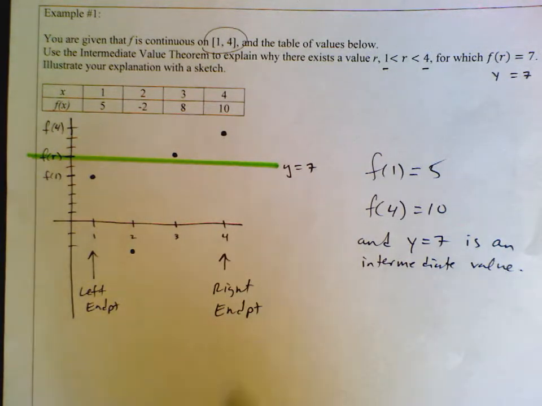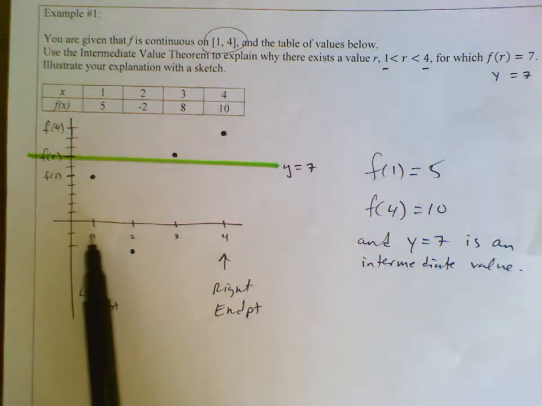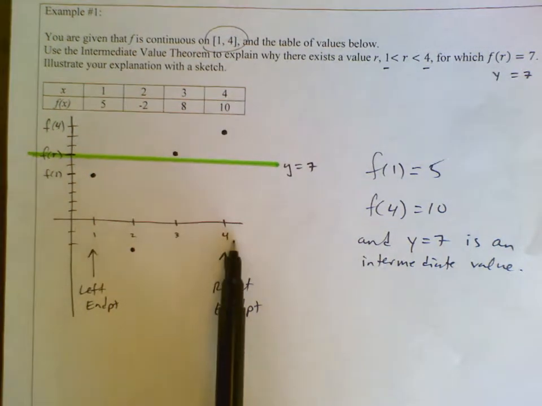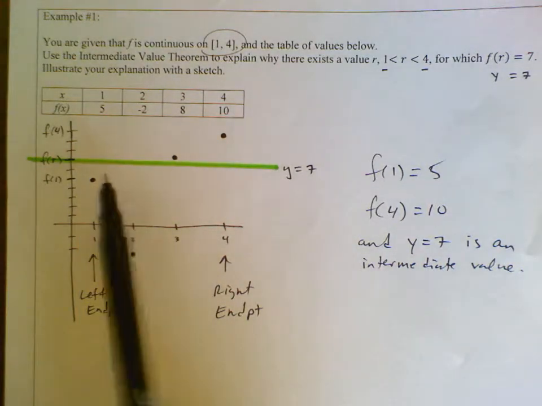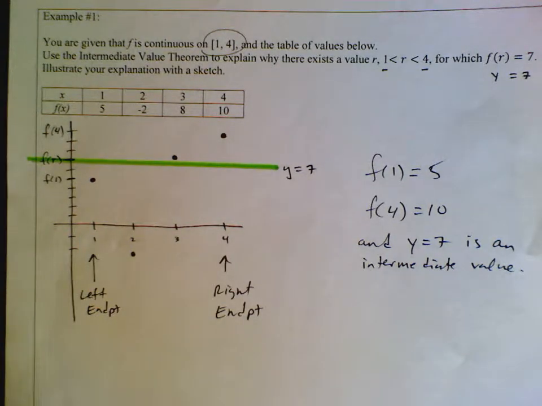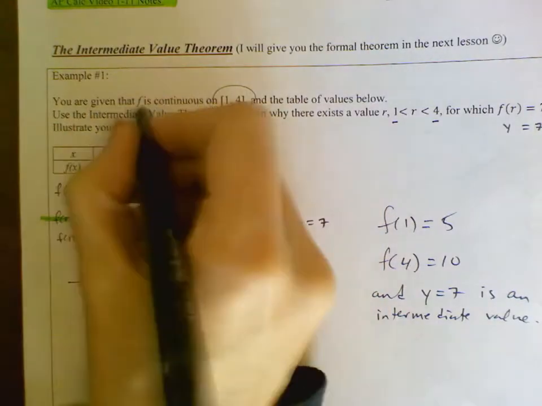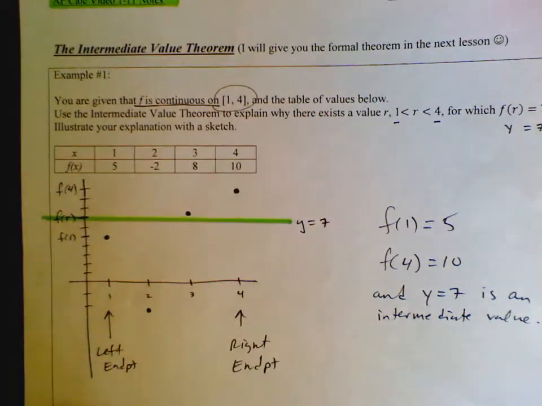So how am I going to prove that there is a value between 1 and 4 for which f of r equals 7 hits that green line? How am I going to prove that? Well, that is where this comes in. You were given that f is a continuous function.